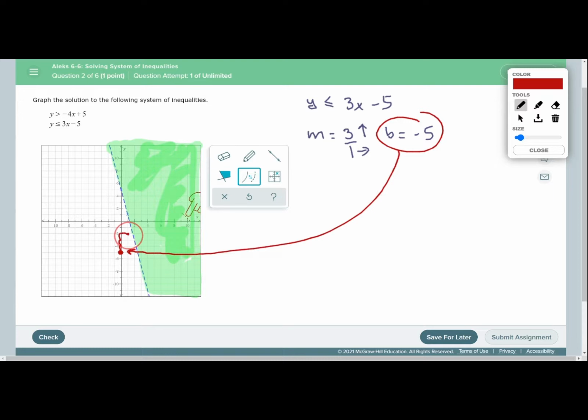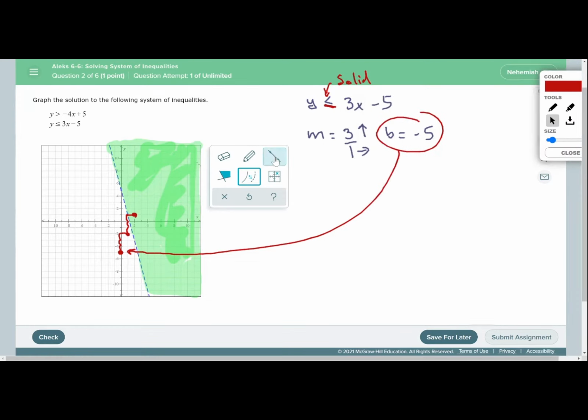1, 2, 3 over 1. 1, 2, 3 over 1. Okay, now we're going to draw the line through those points. What kind of line do I draw, solid or dotted? The answer is solid because of the equal sign right here. So we can go ahead, draw the line through them. Oh, no. All right, let's try it again. It's solid, so I don't have to click anything else.